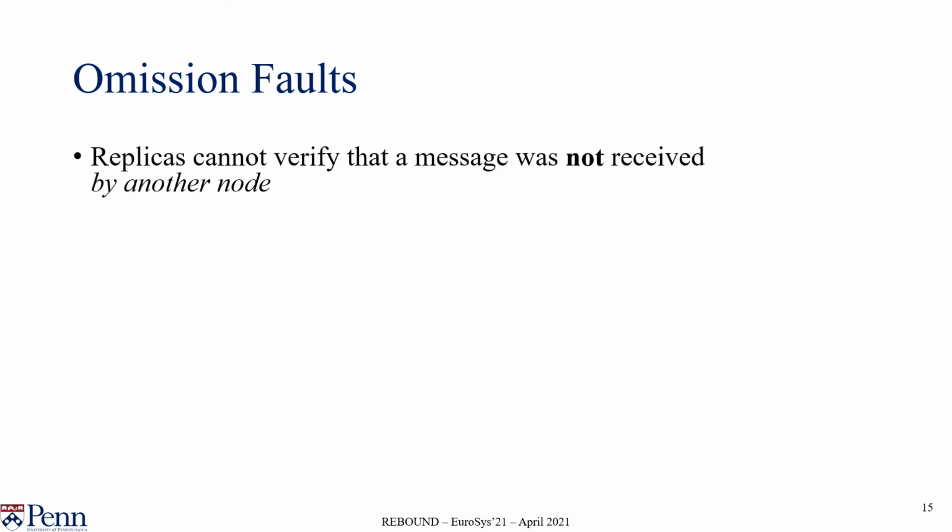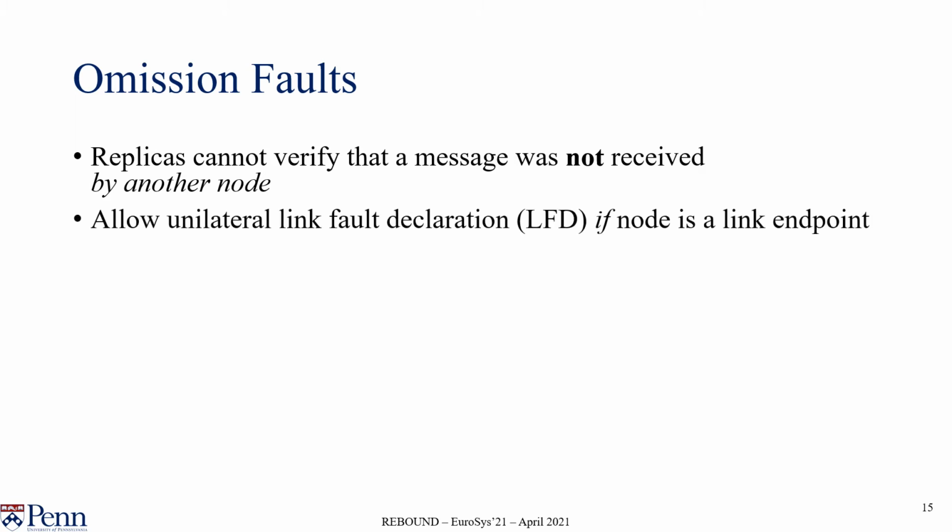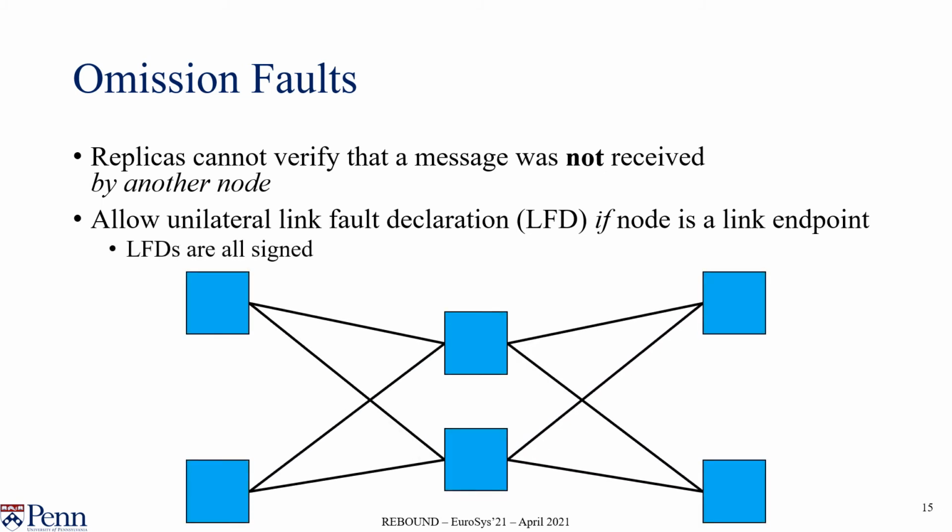So far, so good. But what about omission fault? After all, replicas cannot verify that a message was not received by another node. Our solution to this is to allow a node to unilaterally declare a particular link to be faulty so long as it is one of the endpoints of that link, and it signs its link fault declaration. Let's take a quick look at an example.